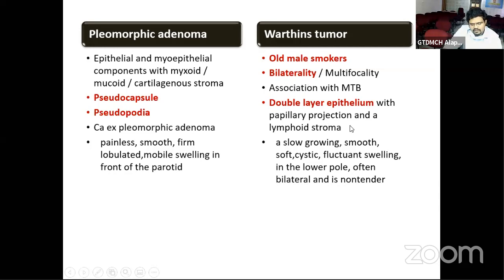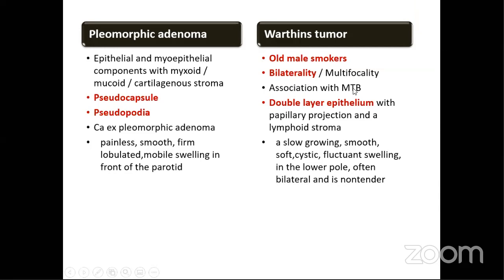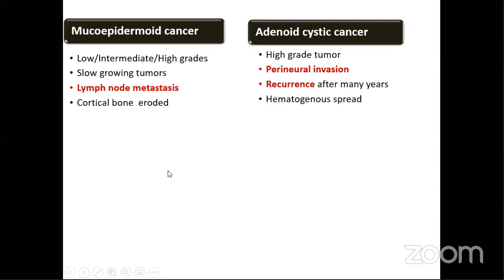Bilateral is usually associated with it, with double layer epithelium with papillary projections and lymphoid stroma. It's also a slow-growing tumor. Other malignant tumors, major malignant tumors: you can have mucoepidermoid tumor. Okay, a point you have to notice: usually there is cortical bone erosion and lymph node metastasis.